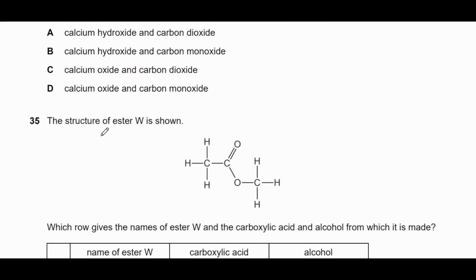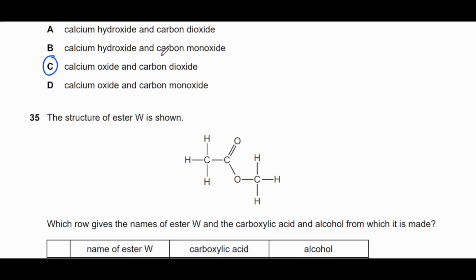What are the products when limestone is heated strongly? Okay, when you heat calcium carbonate strongly, you will get calcium oxide and carbon dioxide. Okay, quite simple.